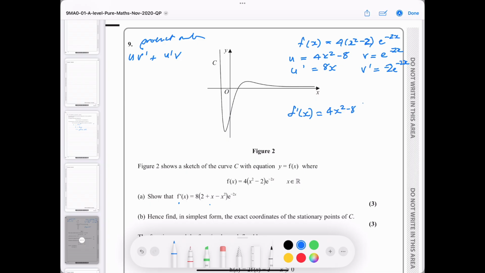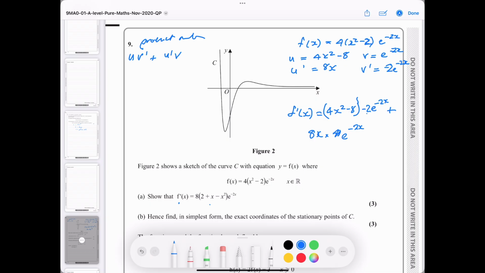minus 8, times v', which is minus 2e to the minus 2x, plus, I do not like the way I'm doing this, 8x times minus 2, no, sorry, times e to the minus 2x. Silly. Right, which means that we can now clean this up, but I don't know how much space I've got.